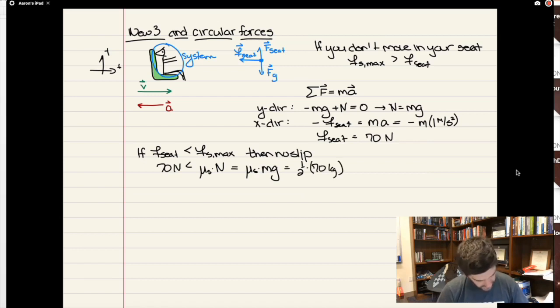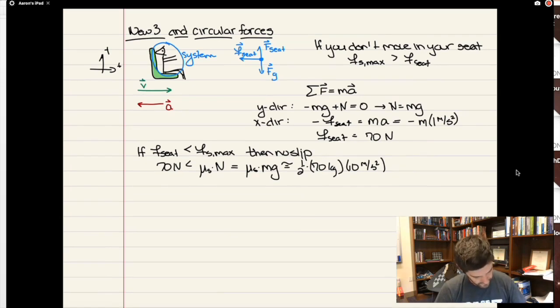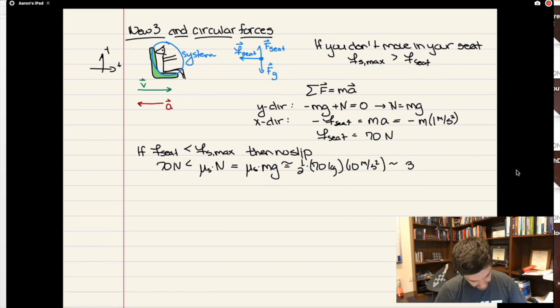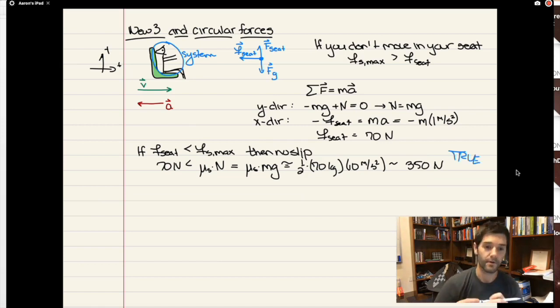Let's see. g, I'll round up to 10, just to keep the numbers nice. So I'll put a little approximation there. So this, in this case, is about 350 newtons. 70 is less than 350. So therefore, I do not slip in the seat. My seat is able to decelerate me at 1 meter per second squared, and I am fine.